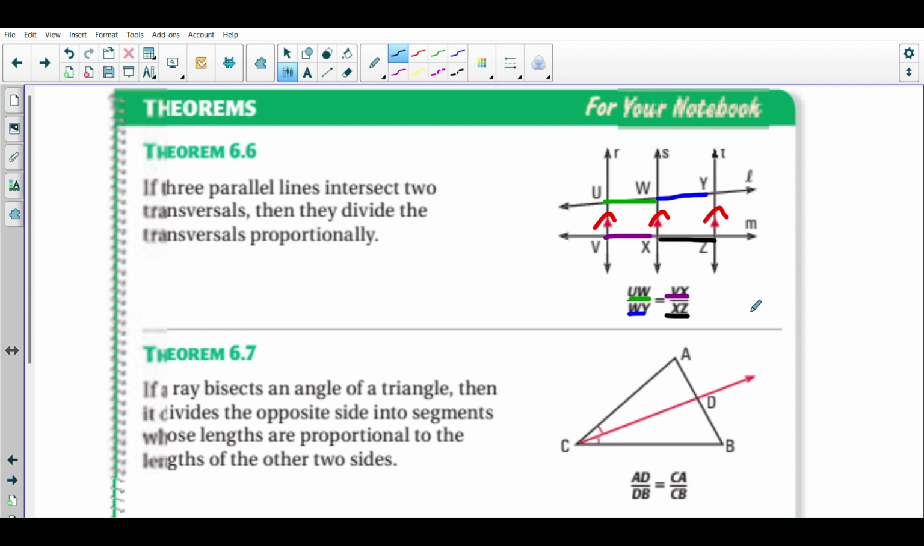And the next theorem: if a ray bisects an angle, and it has to bisect, that's the important part, then it divides the opposite side into segments whose lengths are proportional to the lengths of the two other sides. Meaning AD over DB is equal to AC over CB. So they're keeping parts together. Notice AD and AC are both on top, and DB and CB are both on the bottom.